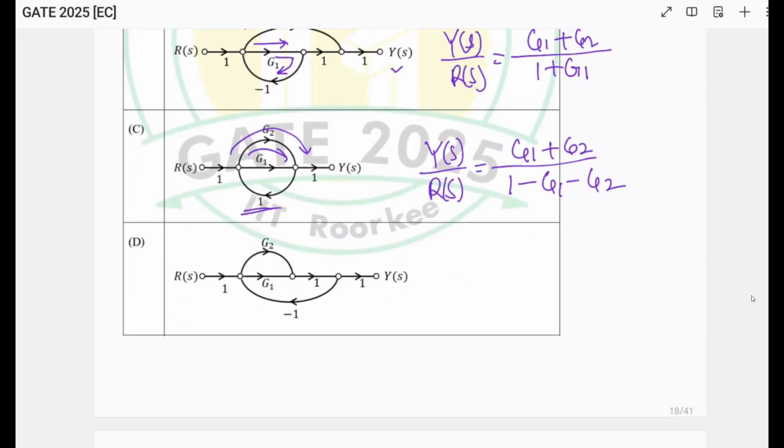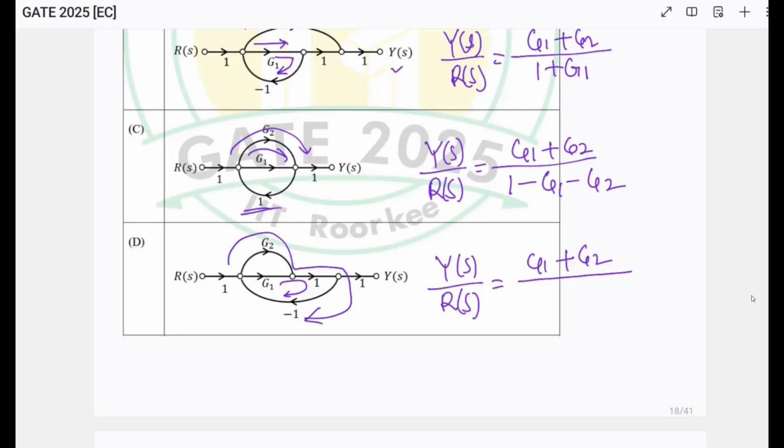Correct? Coming to the last option, Y(s) divided by R(s) will be, there are again 2 forward paths. So G1 plus G2 divided by, there are 2 loops, one is through this, another is through this. So 1 plus G1 plus G2. Correct? 1 plus G1 plus G2.